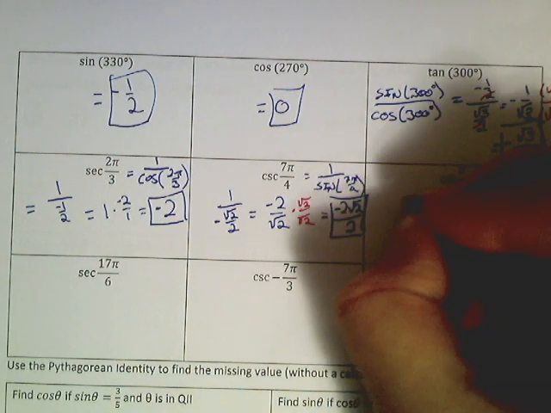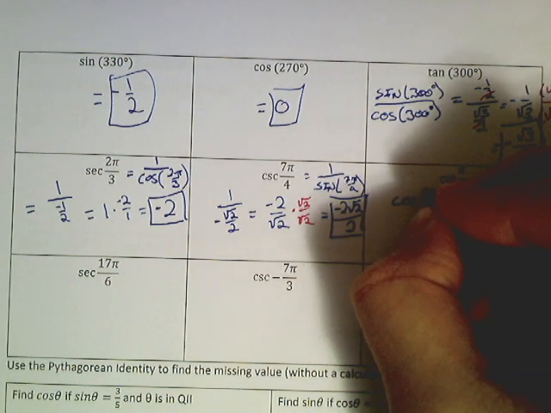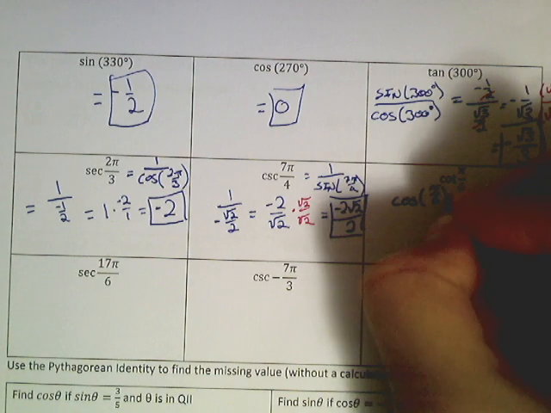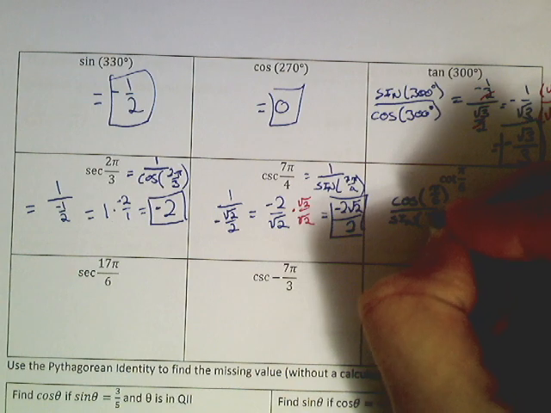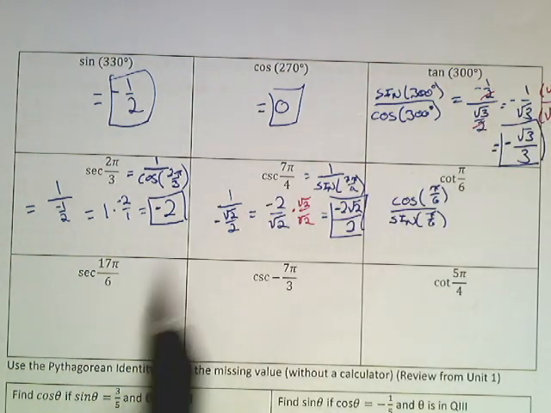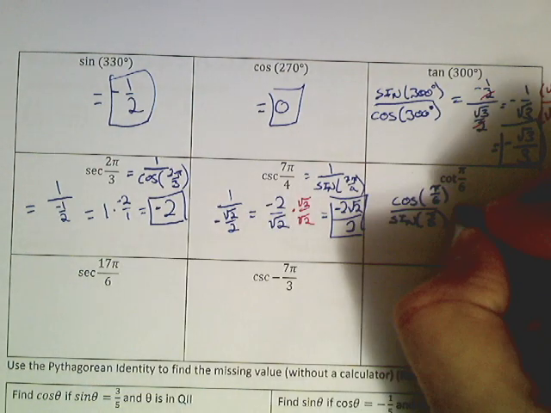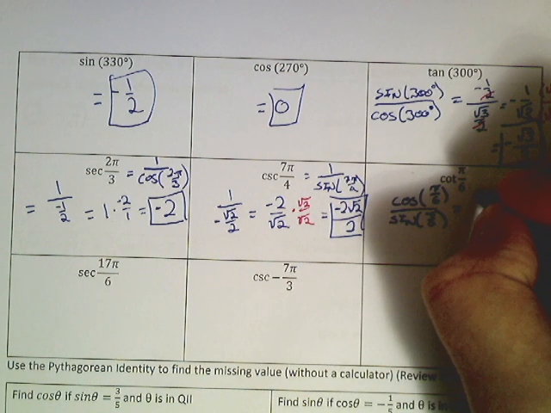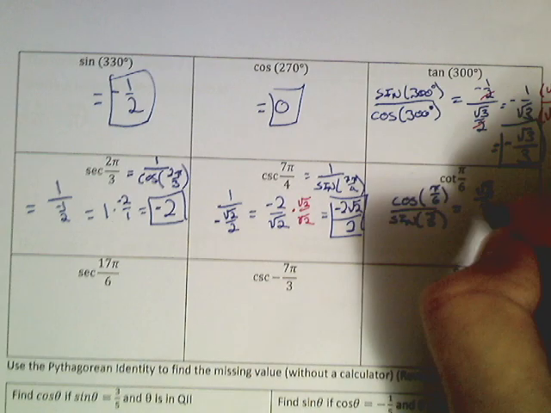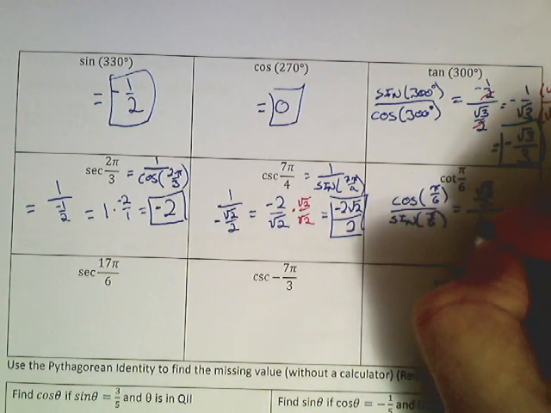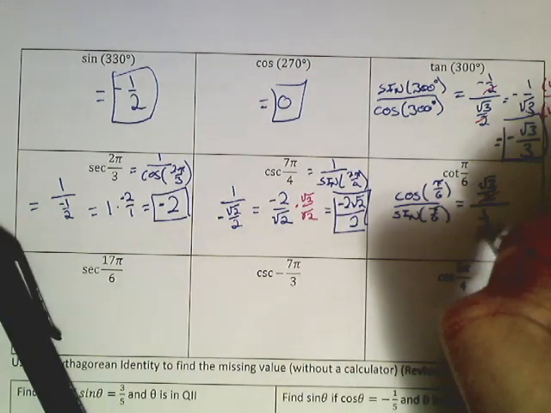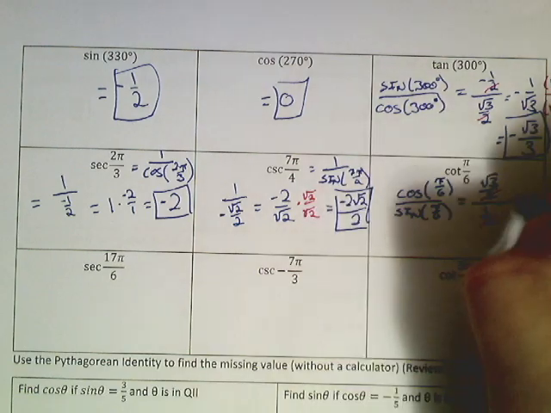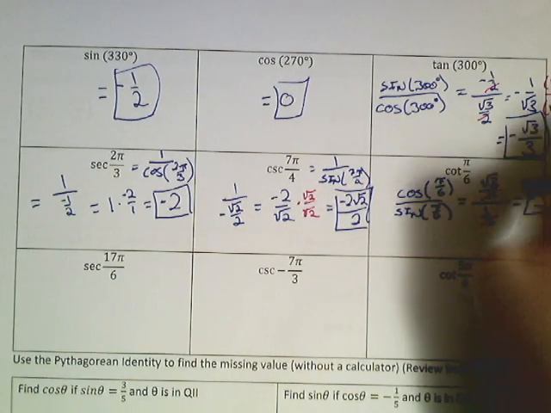Cotangent of pi over 6 is going to be equal to, so cotangent is cosine of the angle divided by sine of the angle. Cosine of pi over 6 is square root of 3 over 2, if I remember correctly. And sine of pi over 6 should be 1/2. Once again, the 2's cancel out. Denominators cancel out, makes things much easier. Square root of 3.